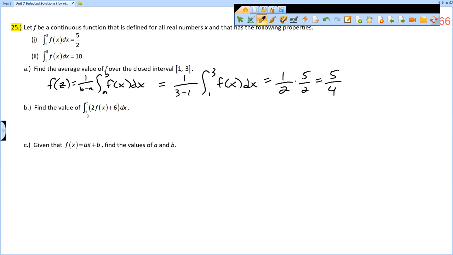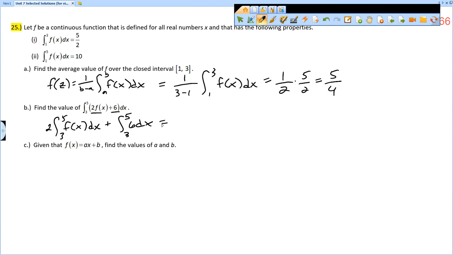Now, B says find the value of the integral from 3 to 5 of 2f of x plus 6. So now we're going to split this up into two separate integrals. We have the integral from 3 to 5, but now we put the 2 in front. So 2 times the integral from 3 to 5 of f of x dx plus the integral from 3 to 5 of 6 dx. Don't forget to make sure we integrate that.